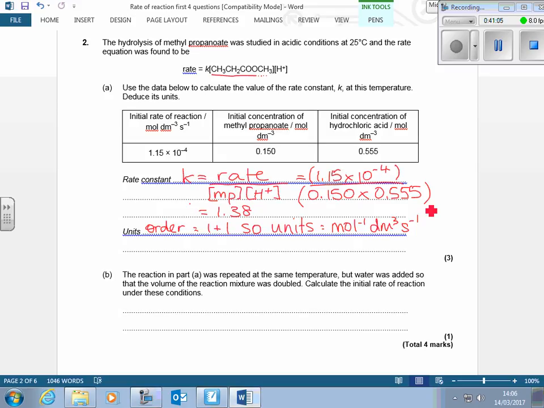I think Jim Clark has something to say about fractional orders, but I can't remember what he says about it. But I think, basically, we don't do that.